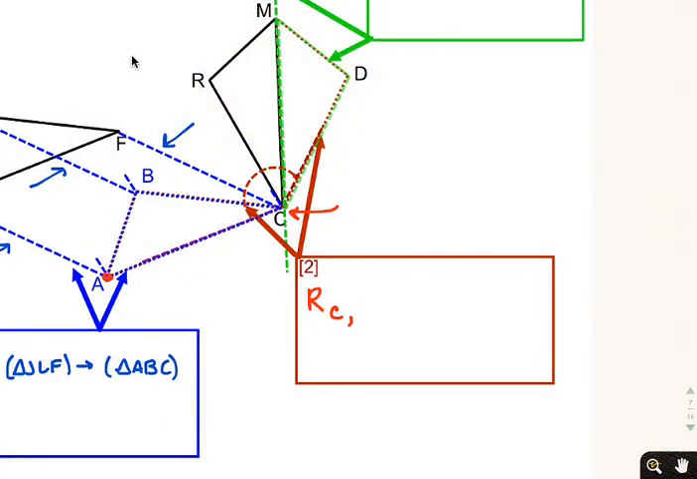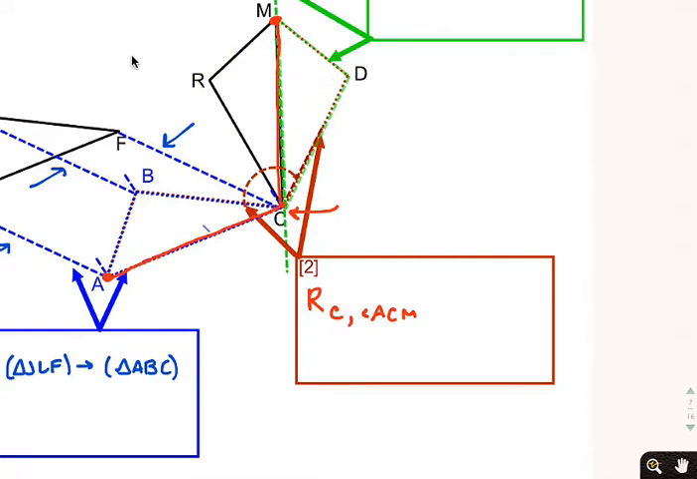In other words, we were rotating point A about point C, and it's going to end up at point M. So the angle of rotation in this case is angle ACM. Now you don't have to just use ACM. Certainly you can use kind of whatever you want.